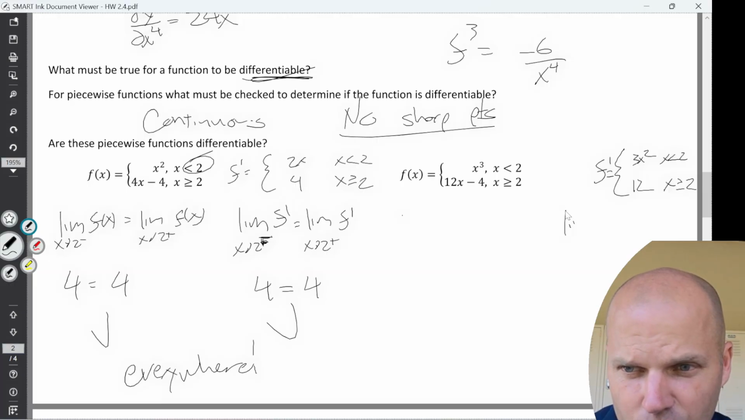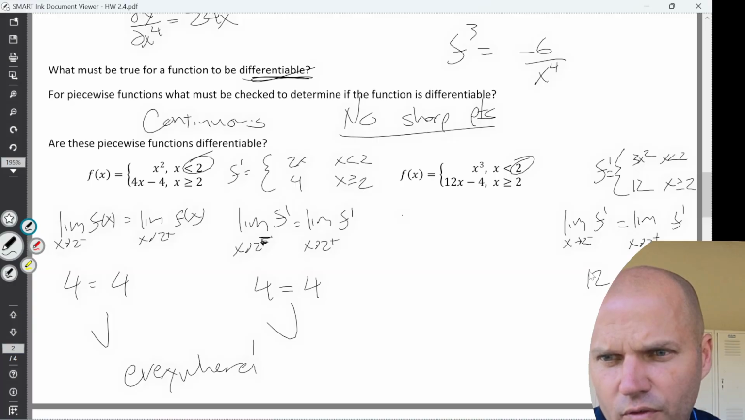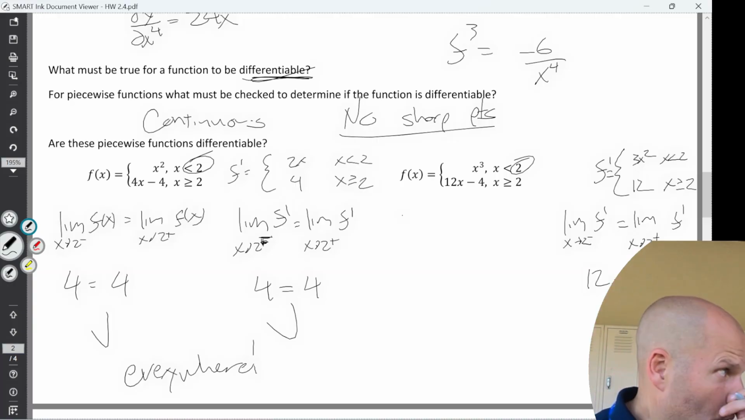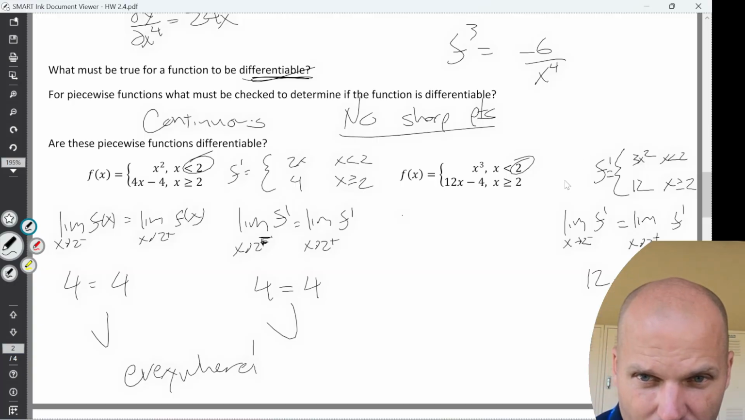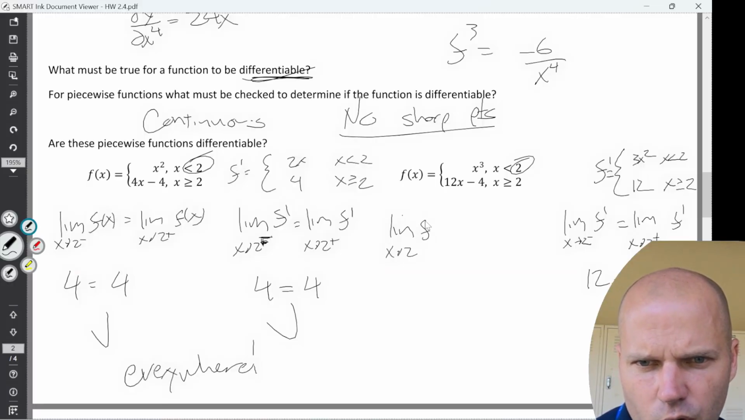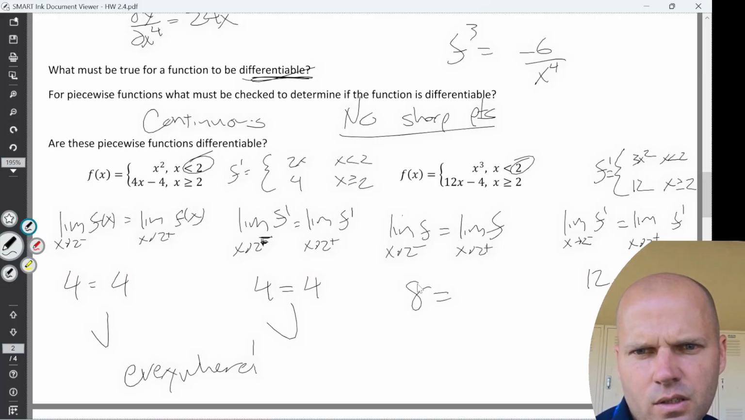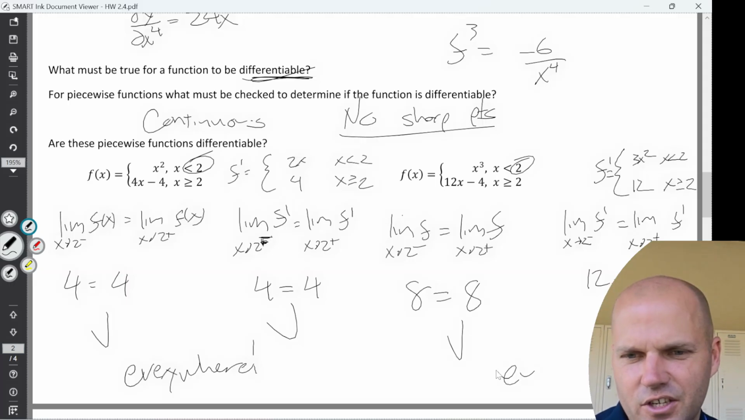I can see that the slopes, and again, it's not always 2, but in this case it is, are going to be 12 equals 12. Your slopes do meet up. However, watch what happens. The function is not continuous. Since the function is not continuous, oh wait, it is. So yes, it's continuous everywhere.